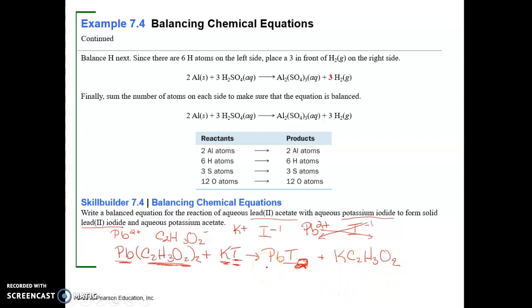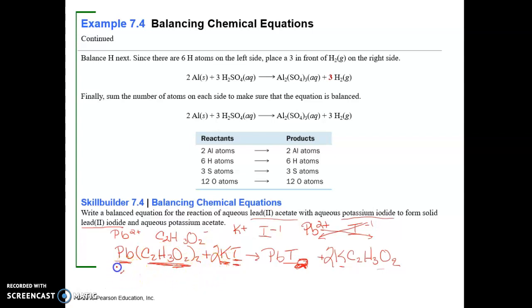All right, so now let's look at it. I have acetate on both sides, and they stay together, so that's good. I have 2 of them on the left side here, and I have 1 of them on the right, so I'm going to have to throw a 2 out in front here to get those acetates to balance. But that gives me 2 potassiums, and I only have 1 potassium here, so I'm going to have to throw a 2 out here to get that to balance.